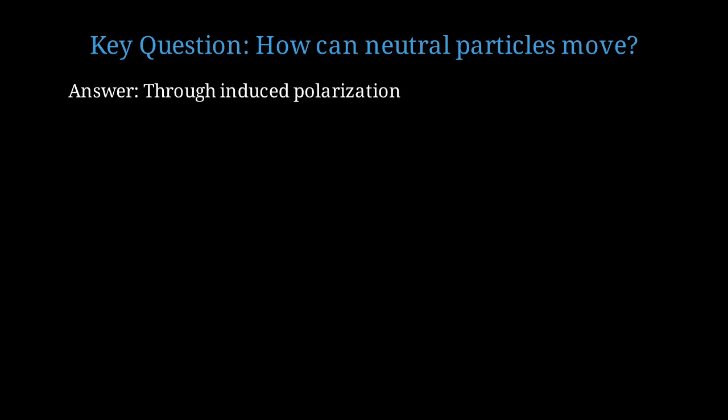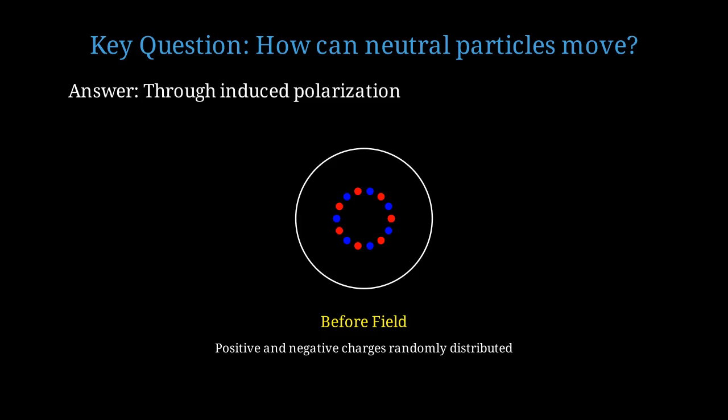When you place any material in an electric field, even if it has no net charge, the charges inside that material can redistribute. Imagine a neutral particle before we apply any electric field. It has equal numbers of positive and negative charges distributed uniformly throughout its volume.